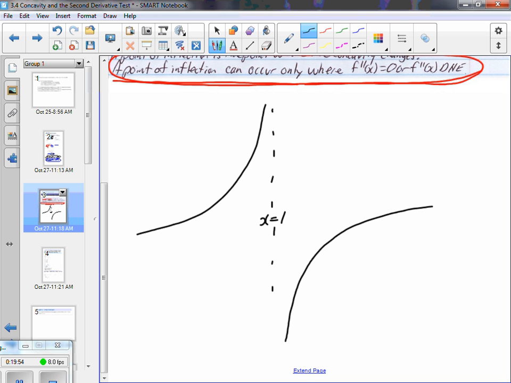And then different people say it different ways. Some people go ahead and just call that a point of inflection, knowing full well that technically they're wrong, it's not a point. Others will try to say that there's a place of inflection.